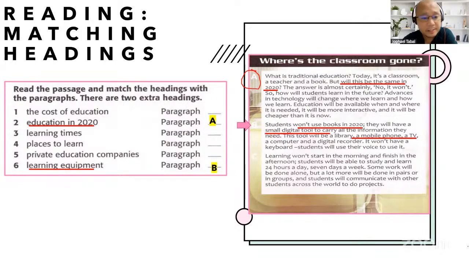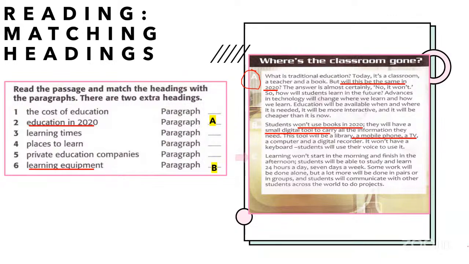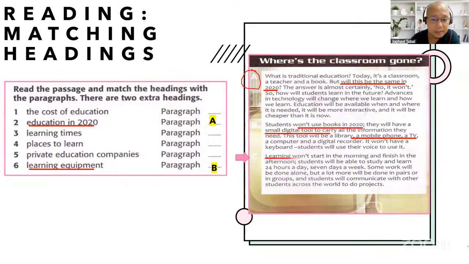How about paragraph C? Paragraph C is number 3. So learning won't start in the morning and finish in the afternoon. Yeah, right. Learning times, I guess 7 days a week, etc.